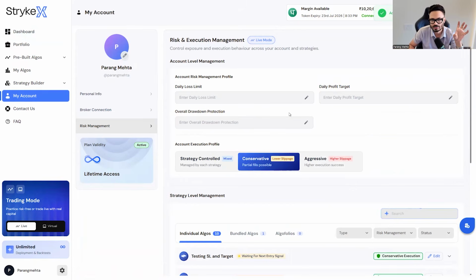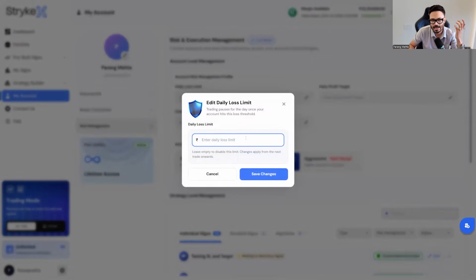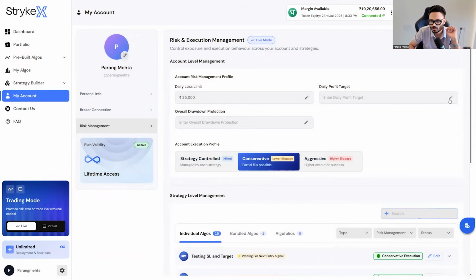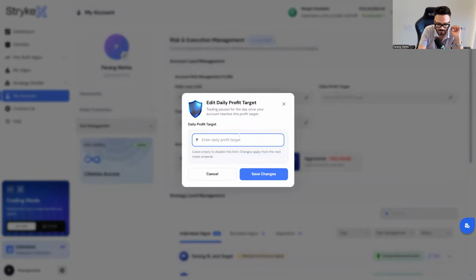When I go over here, you're going to see my account level risk limit. So I'm just going to click over here and I can enter my daily loss limit, let's say as 25,000 rupees, and I'm going to click on save changes. And I want to have my daily profit target of, let's say, 75,000, and I'm going to click on save changes.